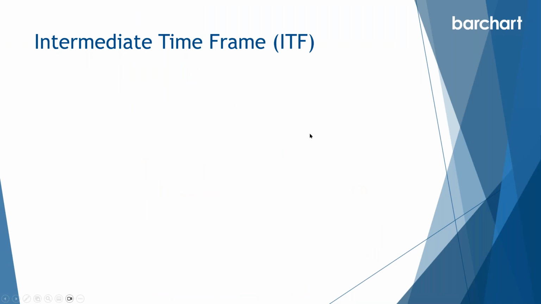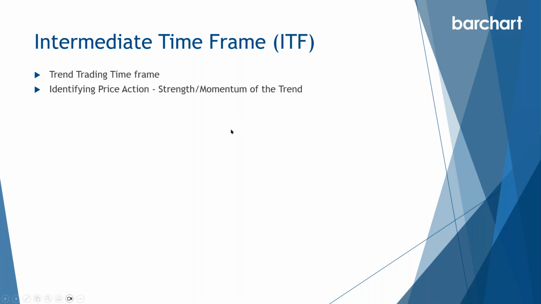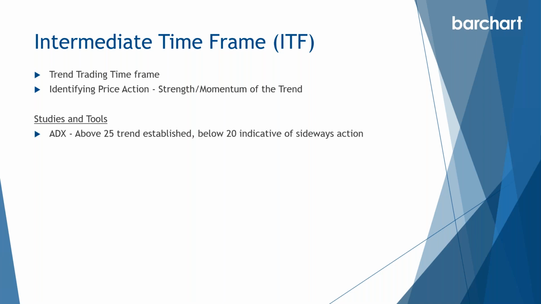So let's go to our intermediate time frame. Our intermediate time frame is our trend trading time frame. This is where we're really going to make those decisions in terms of if I'm going to go long or short. Our purpose here is to identify price action and look at our trend in terms of strength and momentum. There's a lot of different studies we can use. You might have a favorite one, and I'm going to make some suggestions. Those are not set in stone, but we talked about the ADX, that we can look at the DI lines: above 25 a trend has been established, and below 20 is an indication of a sideways market.